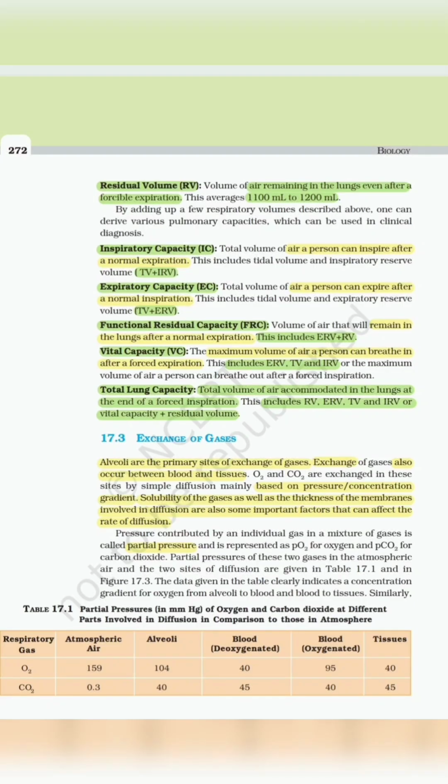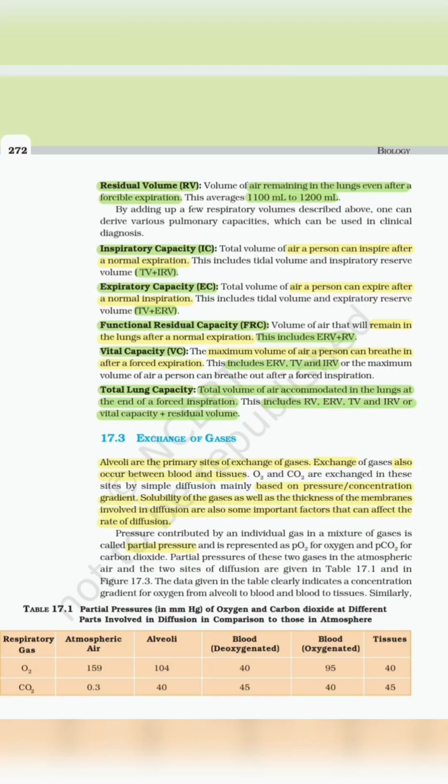By adding up a few respiratory volumes described above, one can derive various pulmonary capacities which can be used in clinical diagnosis. Inspiratory capacity. Total volume of air a person can inspire after a normal expiration. This includes tidal volume and inspiratory reserve volume. Expiratory capacity. Total volume of air a person can expire after a normal inspiration. This includes tidal volume and expiratory reserve volume. Functional residual capacity. Volume of air that will remain in the lungs after a normal expiration. This includes ERV plus RV.